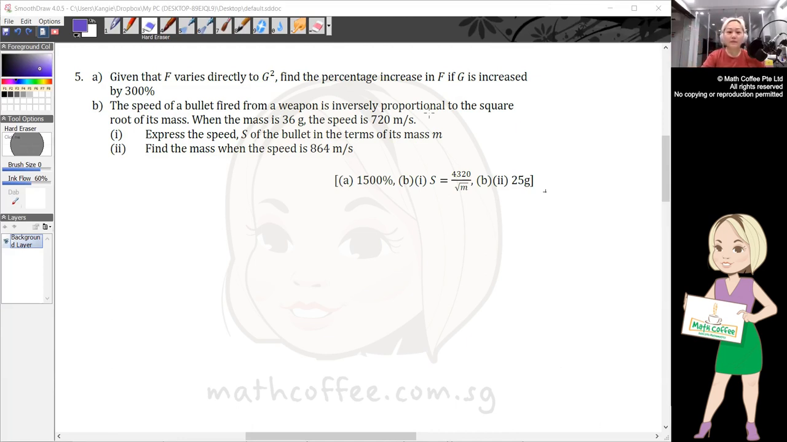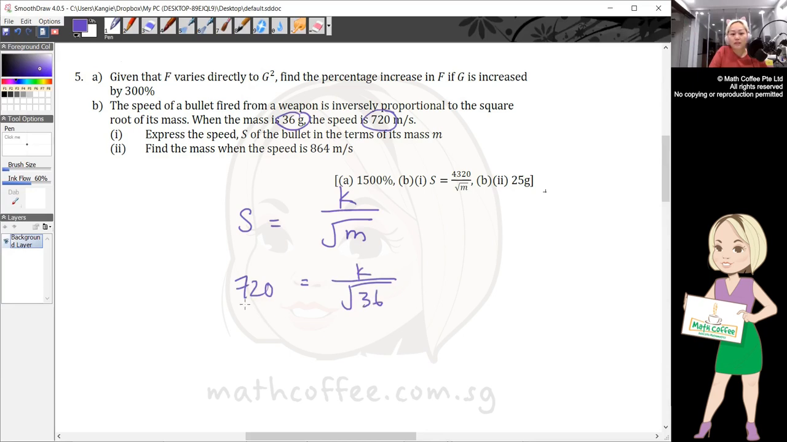Okay, let's take a look at 5B. The speed of the bullet fired from a weapon is blah, blah, blah. Just now I said already, so now I'm going to just use that alphabet. So S will be equal to K over square root of its mass. Again, this is not complete yet. I will put in the set of 36 and 720. So mass is 36, so M is 36. So it will be 720 equals K over square root 36.